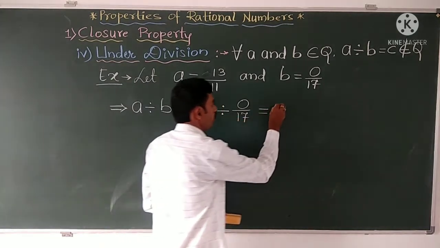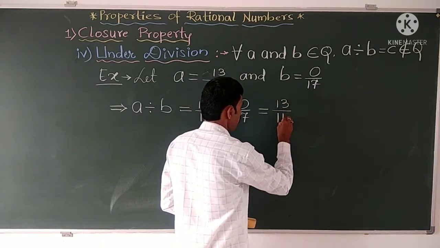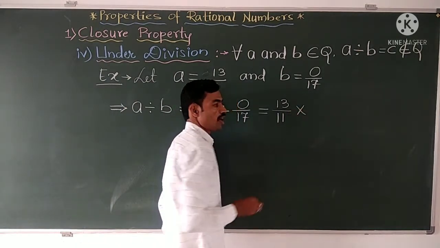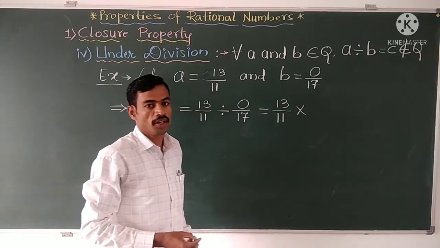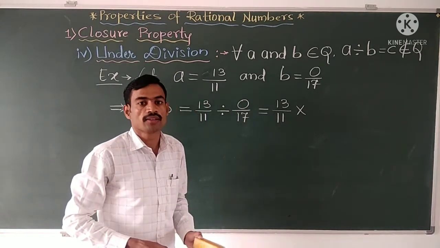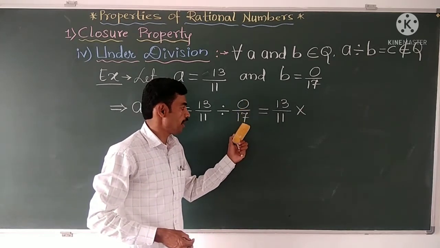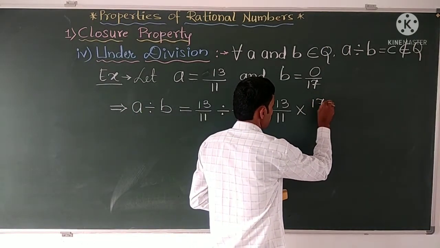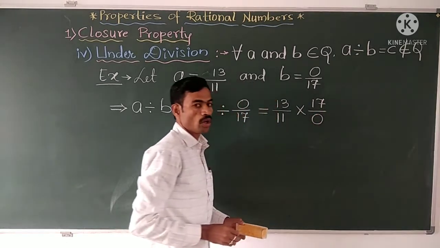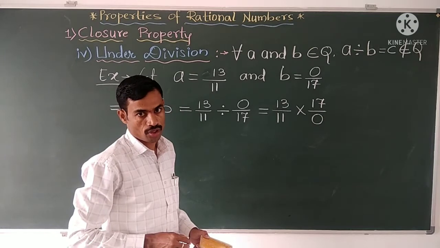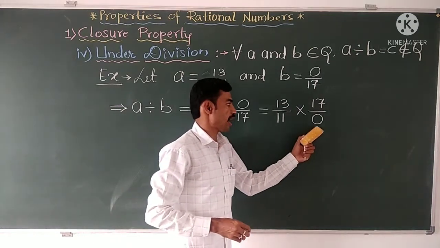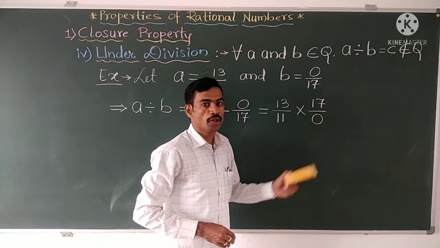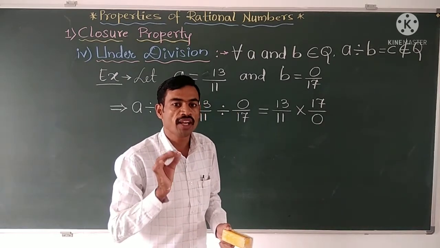Then, how do we find the quotient? We keep 13 by 11 as it is. Then this division we change into multiplication. After changing to multiplication, we need to find the reciprocal of 0 by 17, that is the multiplicative inverse, which is 17 by 0. There is no number which has 0 in the denominator. Clear? It means this value is not defined, meaningless.